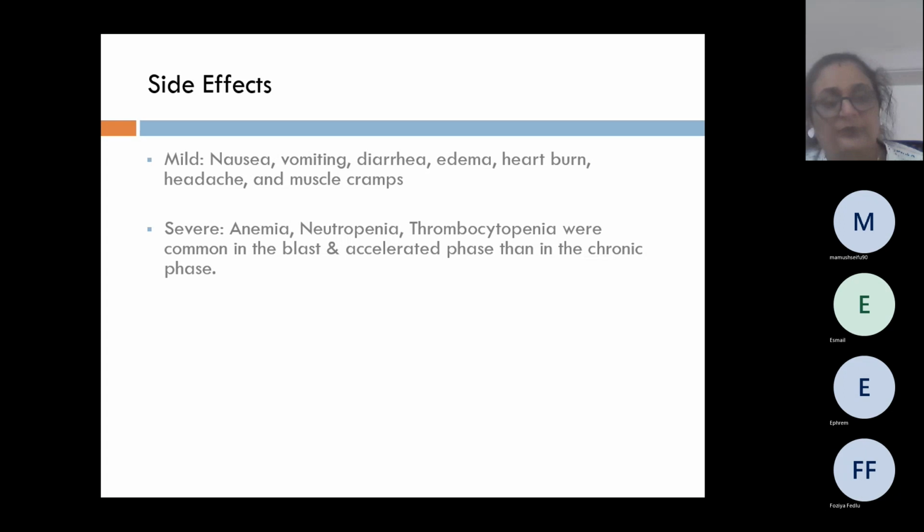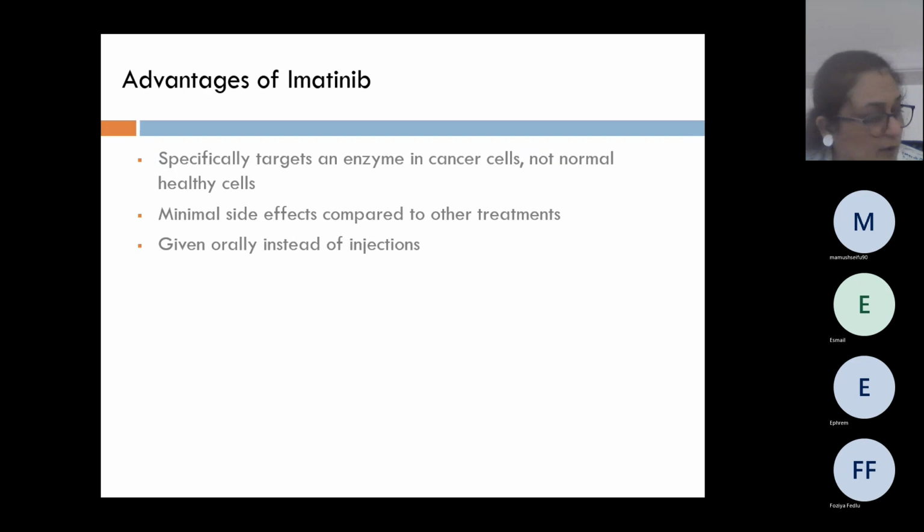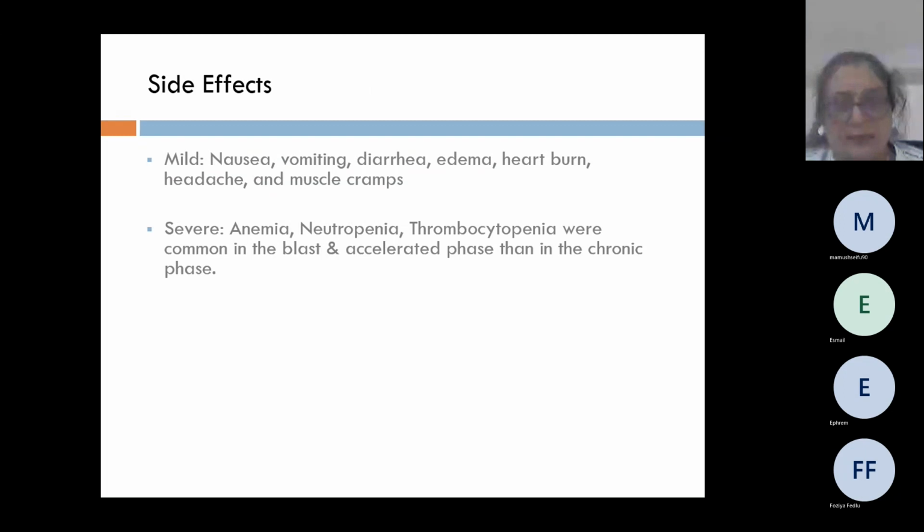The severe side effects which are seen could be anemia, neutropenia, thrombocytopenia, which are common in the blast and the accelerated phase, and generally they are not common in the chronic phase. Chronic phase is the initial phase, so there it is not common, but in the accelerated and blast phases, this side effect is generally seen.